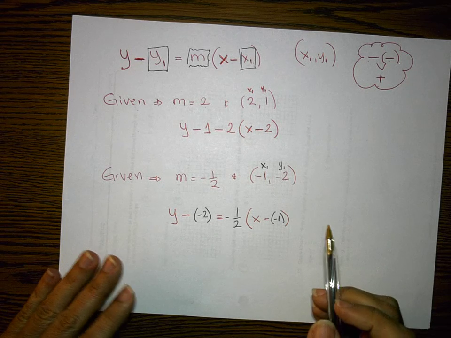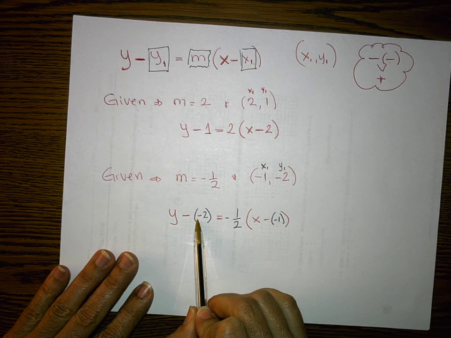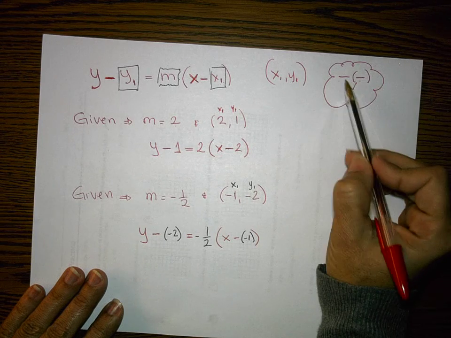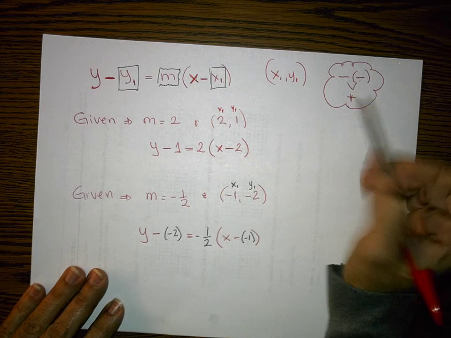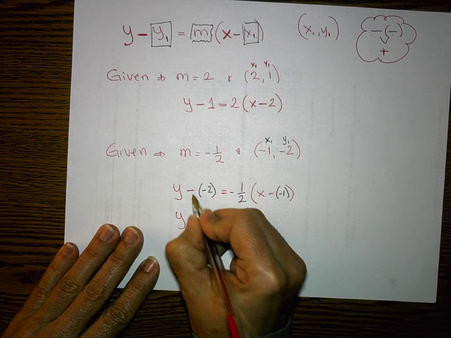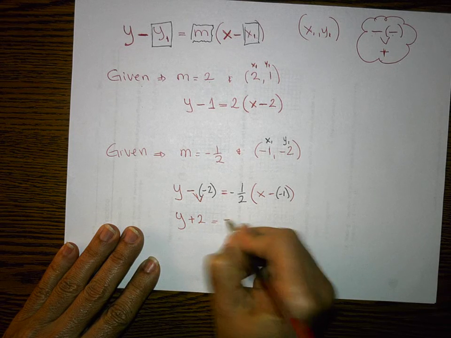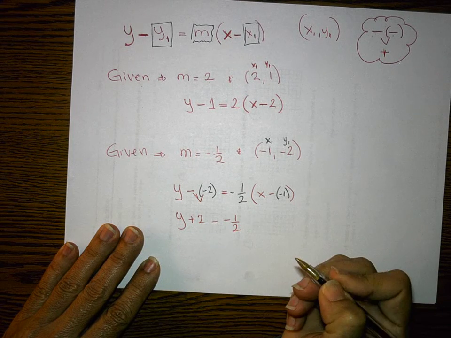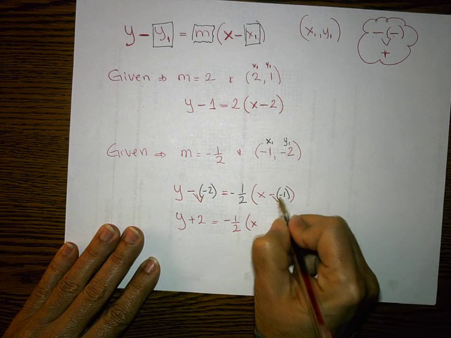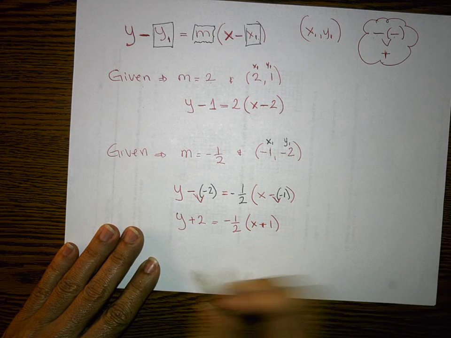But we don't accept this kind of values right here, a negative times a negative. You need to clean up. And it's this knowledge that I talked to you about just a second ago, that a negative times a negative becomes positive. So let's take a look at it and let's clean it up. Y, a negative times a negative becomes positive 2, equals my negative 1/2 slope does not change, parenthesis, x, a negative times a negative becomes a positive 1. And there we go. We wrote the equation.